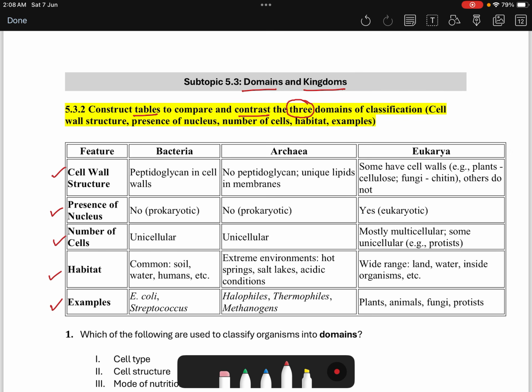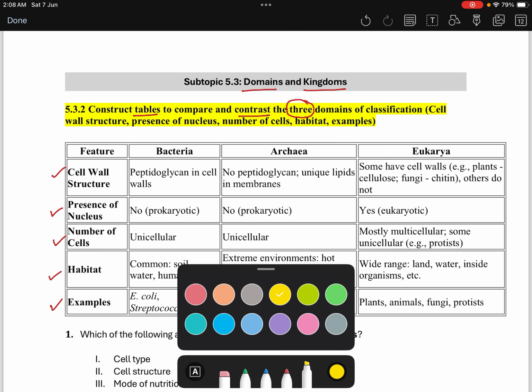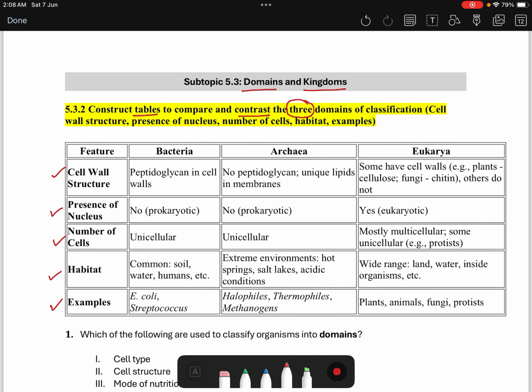So first of all, make sure that you are clear about the names and the spellings. So bacteria, archaea, and the last one is eukarya. So we have bacteria. Okay, no problem. So we have bacteria, and then we have archaea, and then the last one is eukarya. It's very easy to look into the major differences.